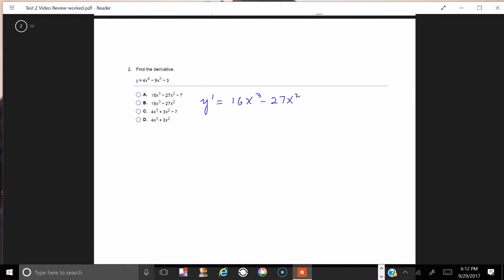Number 2, we want to do another simple derivative, and using the same rule, we get 4 times 4 is 16 times x cubed, minus 3 times 9 is 27 times x squared, and of course the derivative of minus 3 is 0, and that is answer B.